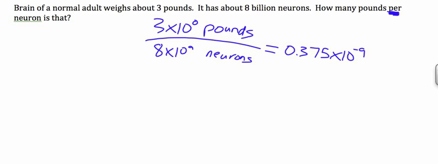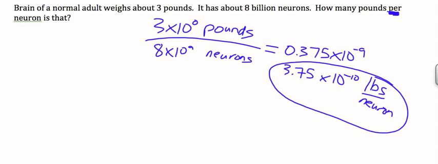Again, if you're using scientific notation, you should definitely write your answer in scientific notation. Okay, so we need to increase the left portion of the number by a factor of 10 and decrease this one to back it up. So that's pounds per neuron. That's how much one neuron in your brain weighs approximately. Again, you could Google it to see if we ended up with something reasonably accurate or not. It's not necessary, but you could.